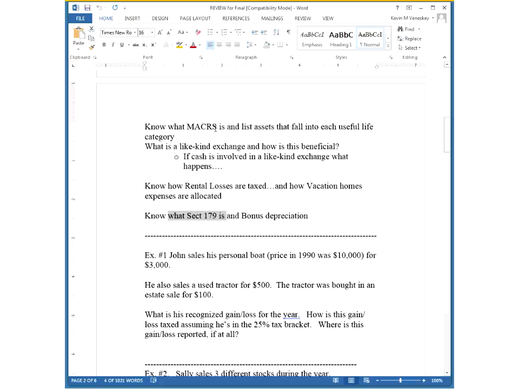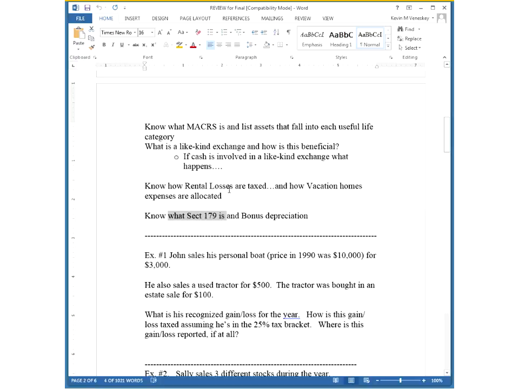How is Section 179 treated? And the bonus depreciation, when you have assets, when can you use Section 179, when can you not? Same with bonus depreciation, when can you use it and when can you not?